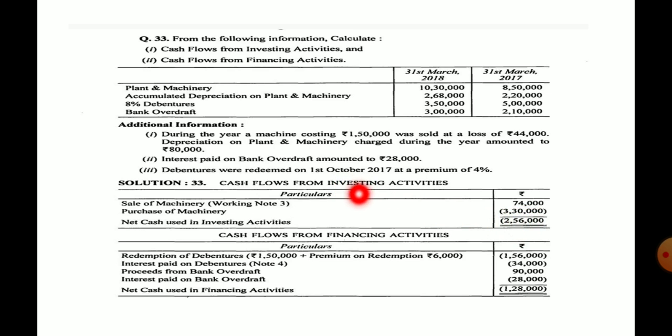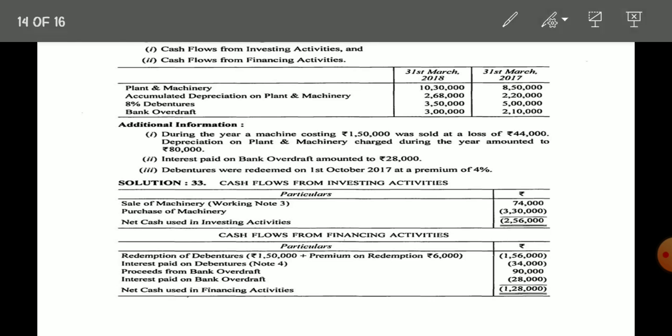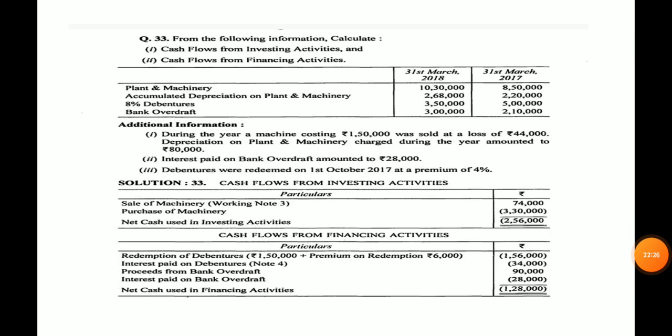How will it be calculated? You have to make a machinery account as in the previous question. Write down the opening balance and closing balance and you will get 74,000. Purchase of machinery is 3,30,000. Plant and machinery 10,30,000, 8,50,000 you can find out easily. After that, net cash used in investing activity is 2,56,000.